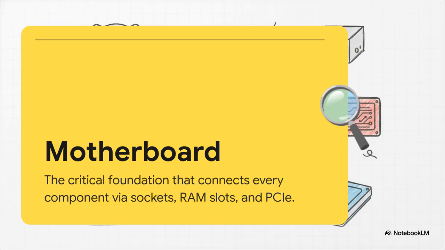Beneath that brain sits the motherboard. This is your nervous system. It provides the sockets, the RAM slots, the PCIe pathways, and the power distribution. And listen, here is the golden rule. Compatibility here is absolutely non-negotiable. Mismatch your socket or chipset, and your expensive new system is essentially an overpriced paperweight right out of the box.